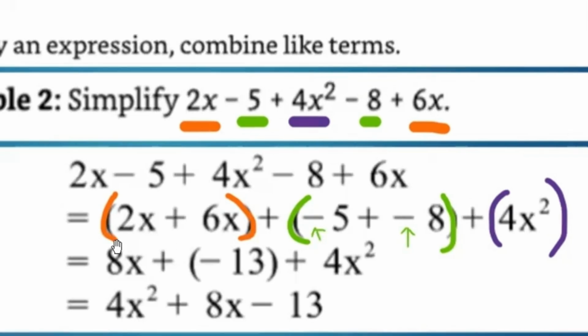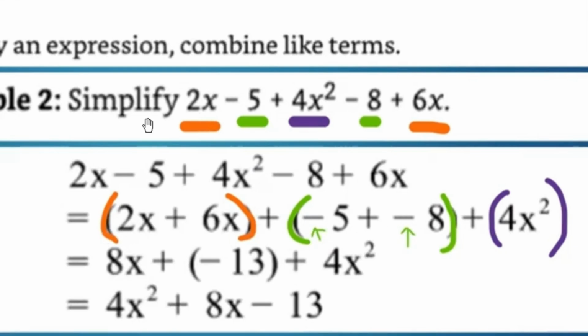In this case, we have three groupings. We have 2x plus 6x, that's our first. We have -5 and -8, which is our second grouping of terms. And then we have 4x squared, which is our third term. And if you notice, you want to make sure that you're keeping the signs next to your terms. So our whole number here is a -5. When you're doing your grouping, you want to make sure that you're including that negative sign in your parentheses. Same with 8. You want to make sure that you're including the negative sign here.